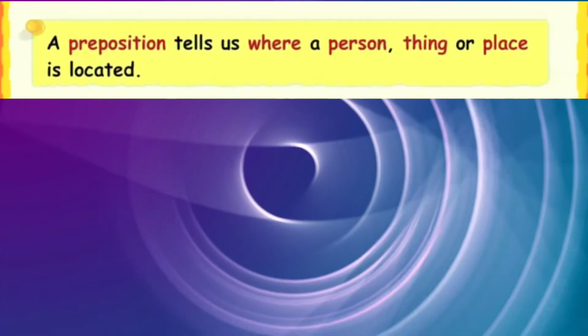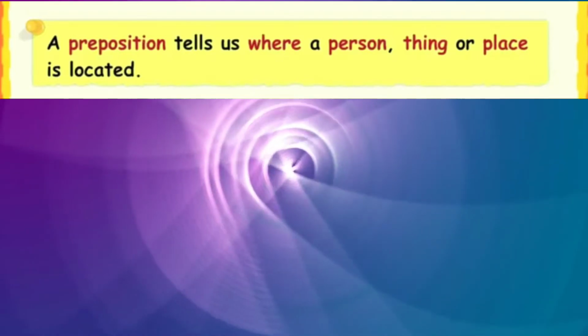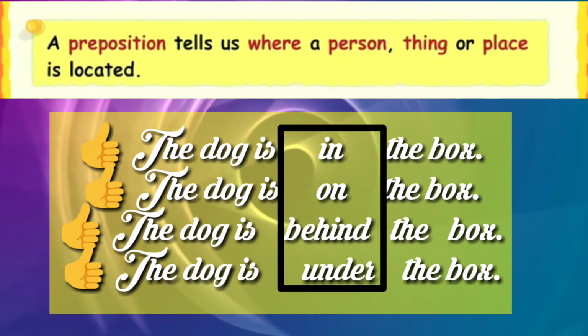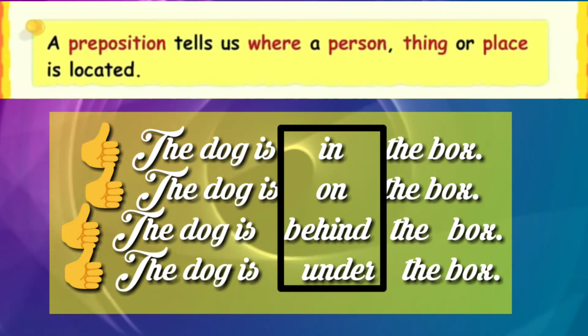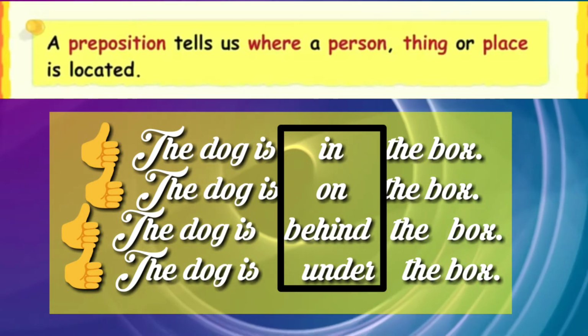A preposition tells us where a person, thing, or place is located. In the following sentences, in, on, behind, and under are telling us about the place of the dog where he is sitting.